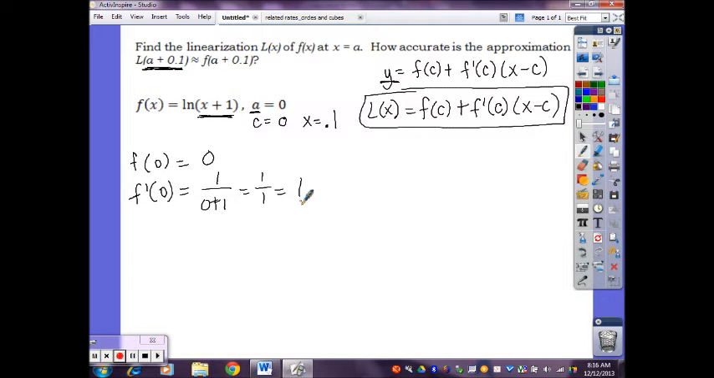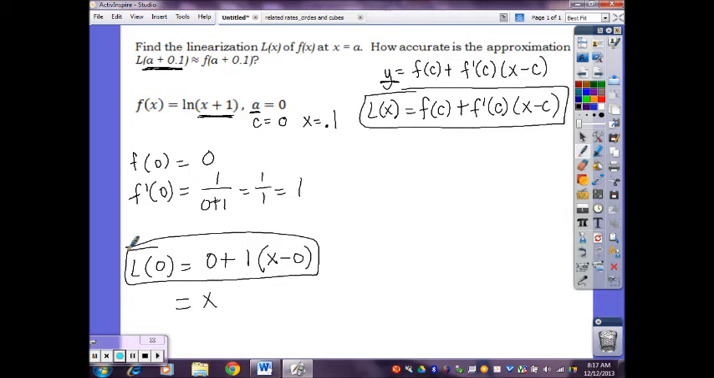So when I put it all together for the linearization, it'd be f of c, which is 0, plus f prime of c, which we found to be 1, times x minus c, which was 0. And when you put it all together, it equals just x. So our linearization approximation, this would have been the linearization. And then when I reduced it down, it's equal to x. So formally, we would just call this the linearization.